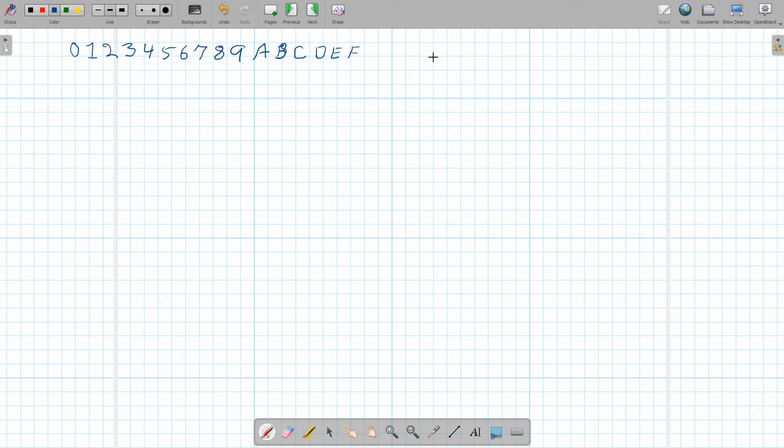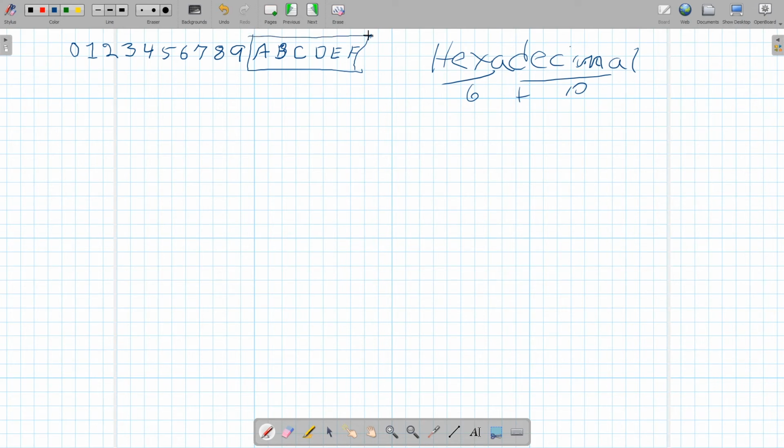And hexadecimal, this means 6, this means 10, it means 16. There are 16 digits here. 0 through 9 is 10 digits, and then 1, 2, 3, 4, 5, 6. These last letters represent digits in the hexadecimal system.